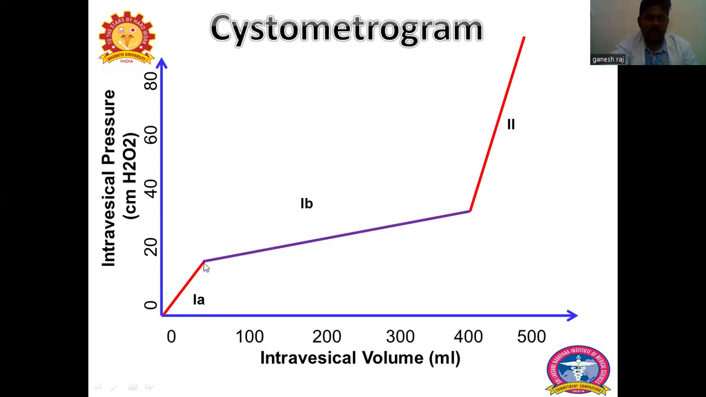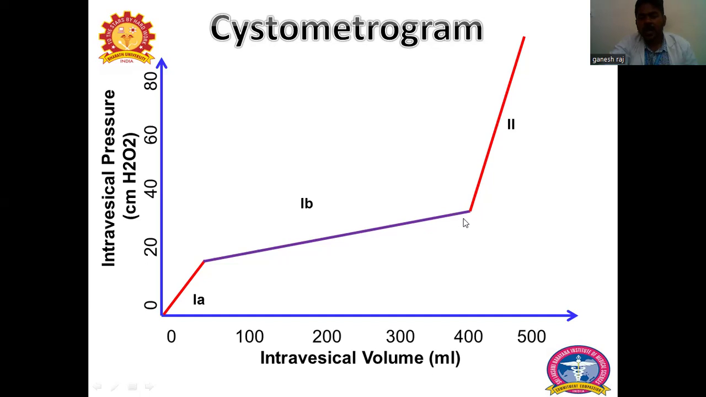After that, when the bladder volume is increased from 50 ml to 400 ml, there is no increase, or there is very slight increase in the pressure. Okay, this is phase 1B. This is also called the plateau phase.